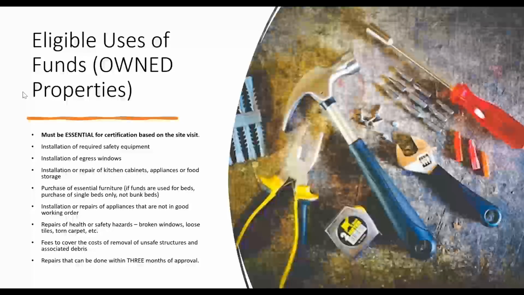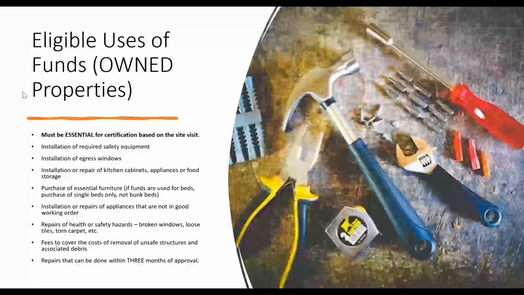You can also ask for funds for installation or repair of kitchen cabinets, appliances, or food storage. And again, these are essential appliances that are needed to achieve certification. For example, dishwashers. We do not require dishwashers for ORH certification, so you would not be eligible for funds for a dishwasher. It's only for essential appliances that are required for certification.